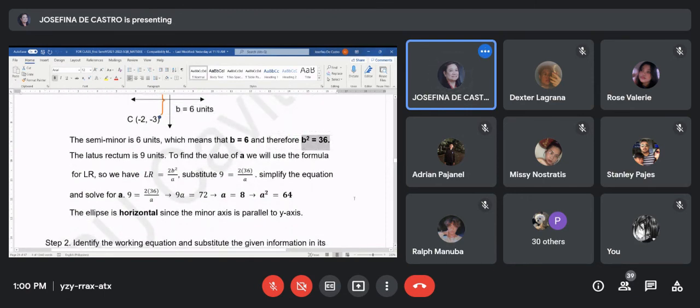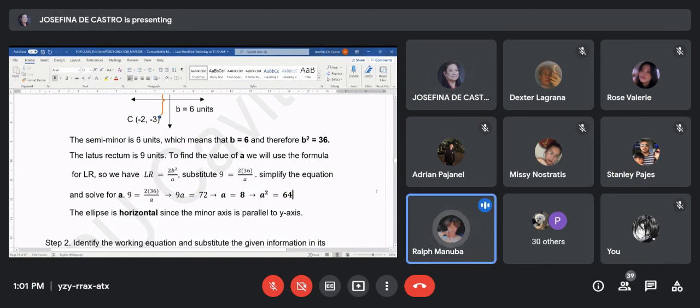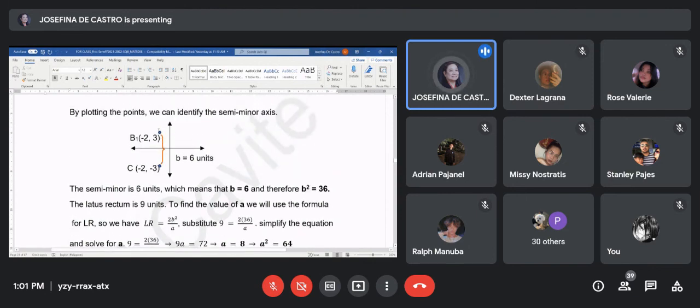Okay? It's horizontal, class. Horizontal. How did we know it is horizontal? Because the minor is above the center. Don't the major and the minor cross each other? They cross. So, if the minor is above, therefore the major is left and right. It is a horizontal ellipse. The co-vertex is on the minor axis. Don't the minor and the major cross each other?